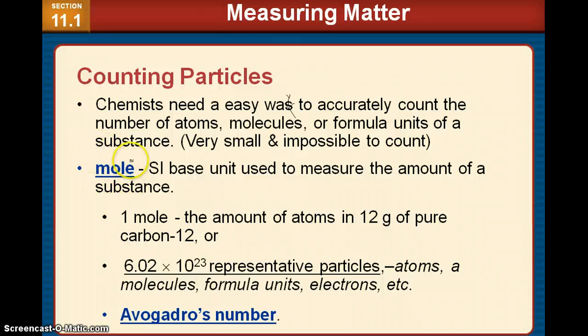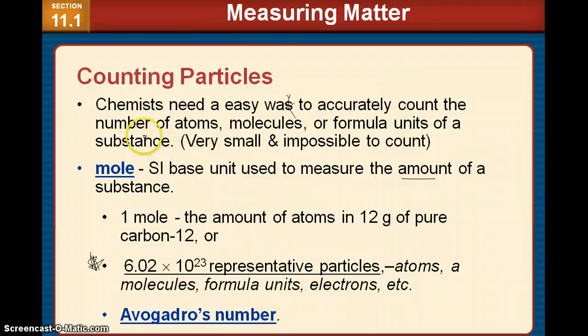So if you hear someone talking about a mole, it is a standard unit that measures the amount of a substance. 1 mole is actually the amount of atoms in 12 grams of carbon, which is not too big of a deal for us. We don't really need to look at that. But this is a number that you're going to need to memorize: 6.02 times 10 to the 23rd particles. This can be atoms, molecules, formula units, or electrons, but this is the number of particles in 1 mole. This is called Avogadro's number.